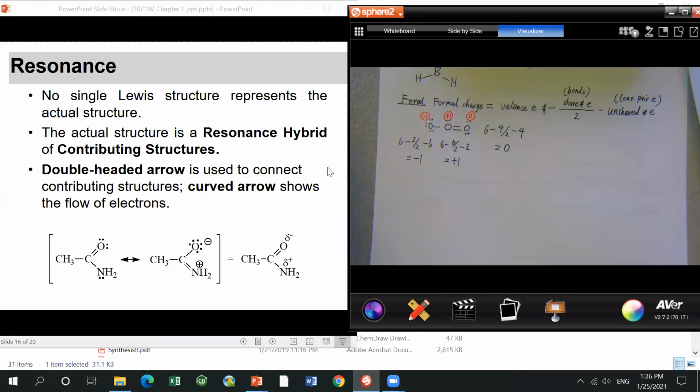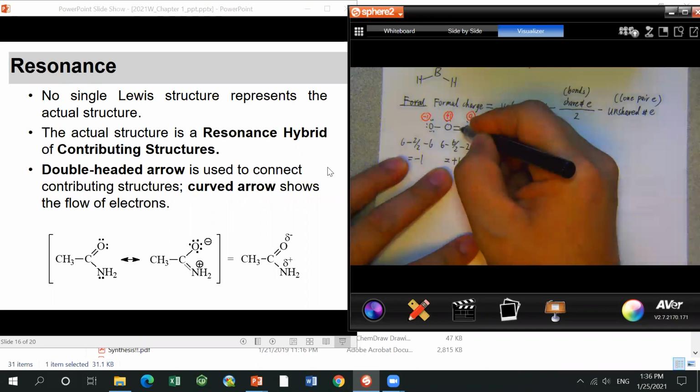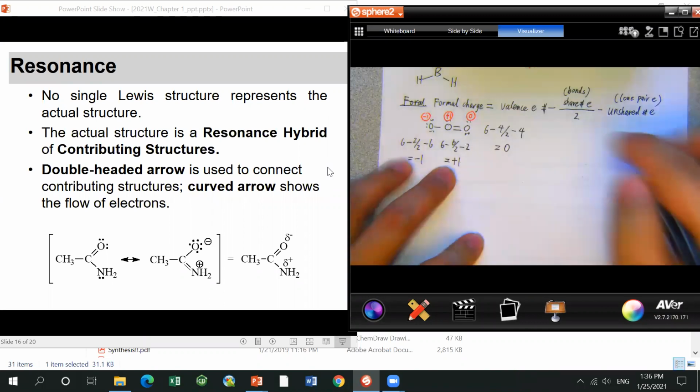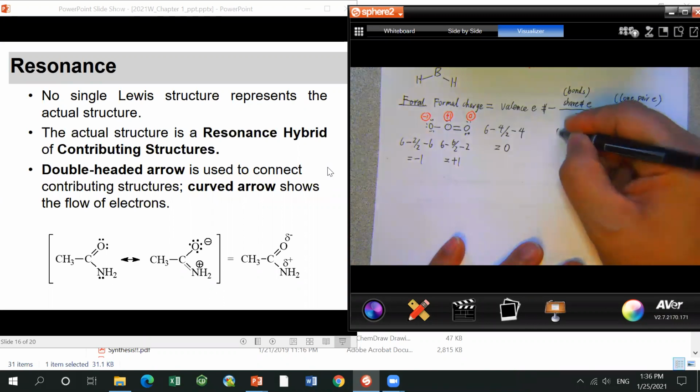So let's also come to the ozone. Someone asked me, why do you put the double bond on the right, not to the left? Actually, if I put it to the left, that's also a right Lewis structure for this molecule.